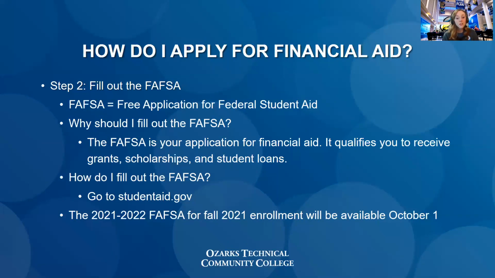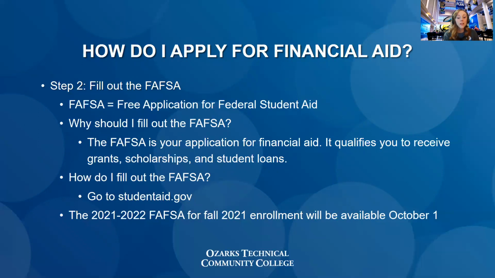Step two, after you've created your FSA ID, the next step is to fill out the FAFSA. FAFSA stands for Free Application for Federal Student Aid. I briefly went over all the types of aid. So if you'd like to be eligible for any of those types of aid, you have to fill out a FAFSA first. FAFSA is the foundation of all types of aid. And how do I fill out FAFSA? You would go to studentaid.gov, log in with your FSA ID, and then you'd be ready to start the FAFSA.